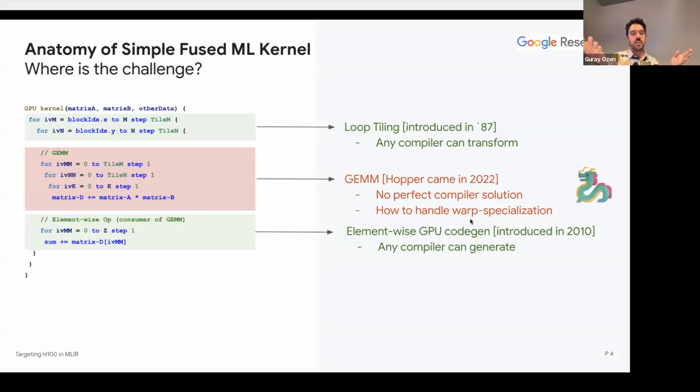So the challenge here is to generate the dense matrix multiplication. Because Hopper came last year, and we have no performance portability from everything we did for Ampere. So we need to generate completely new code. And we don't have a compiler solution today. We have some solutions, but they are not perfect. And there are also other problems, like how to handle warp specialization. It doesn't fit in our programming model and the compiler code generation. So this is the challenge I am going to tackle in my research.